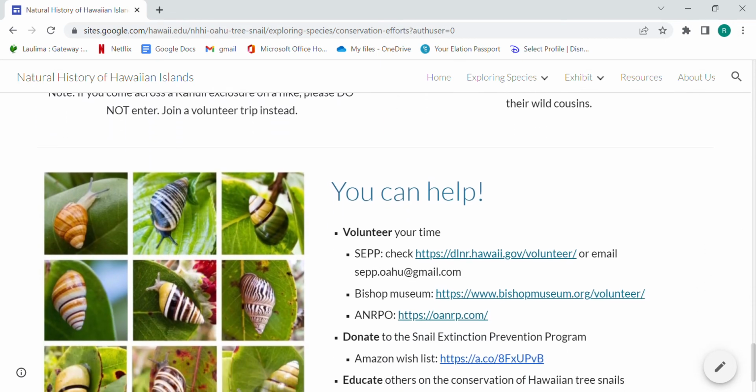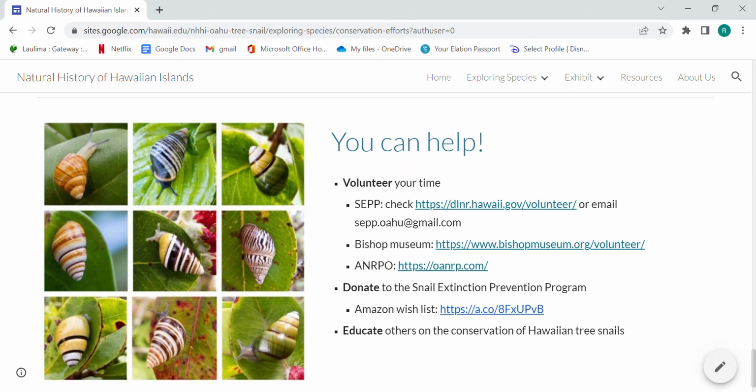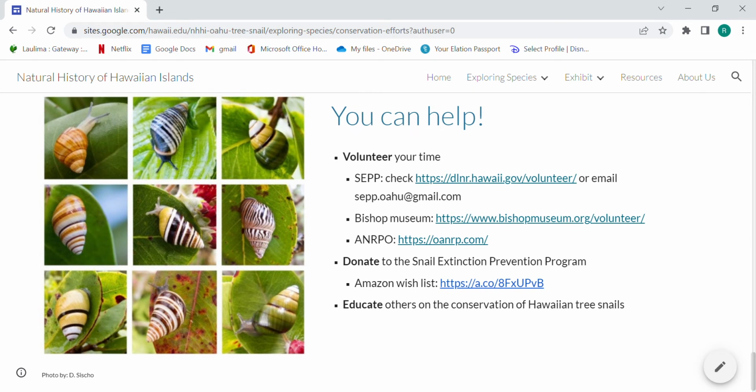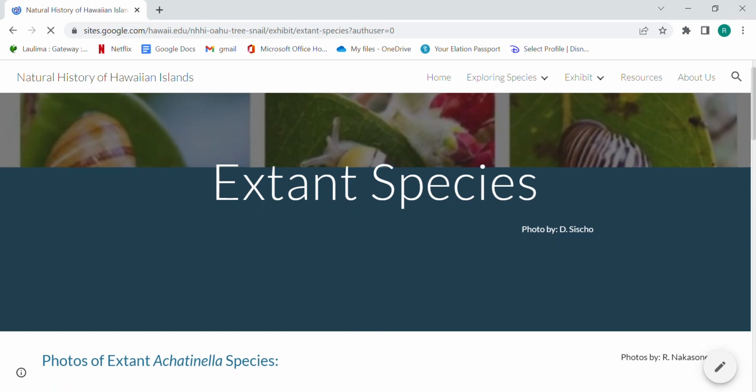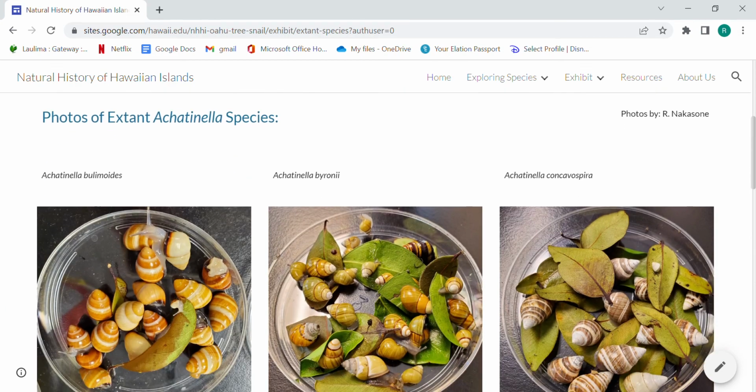And then lastly, we provide you with some resources that you can use to help in Hawaiian snail conservation, which include donating to the Snail Extinction Prevention Program if you have the means to do so. But if not, you can volunteer your time or even just educate others to help get more people talking about Hawaiian snails.